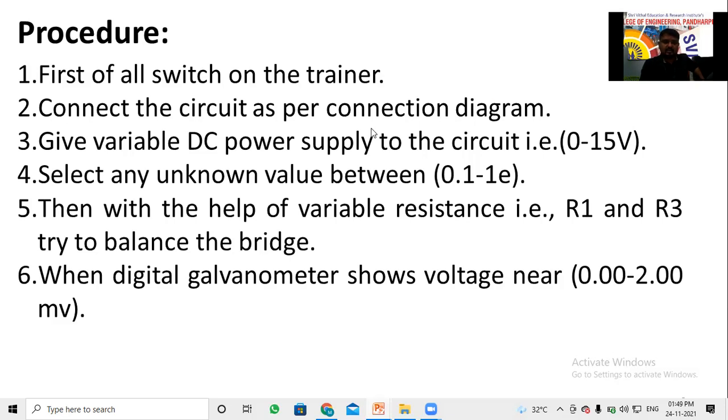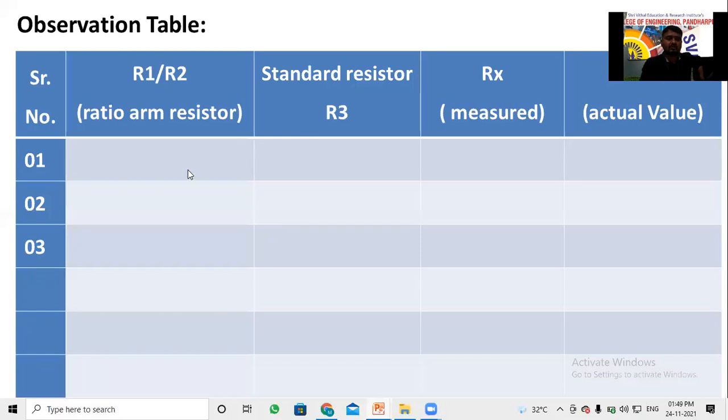So based on that, what we have to do, with the help of the other variable resistances R1 and R3, is adjust until the galvanometer reads 0. When the galvanometer is 0, we have to note down the values of R1, R2, R3 and calculate the unknown resistance. That calculated value we have to write in this table.